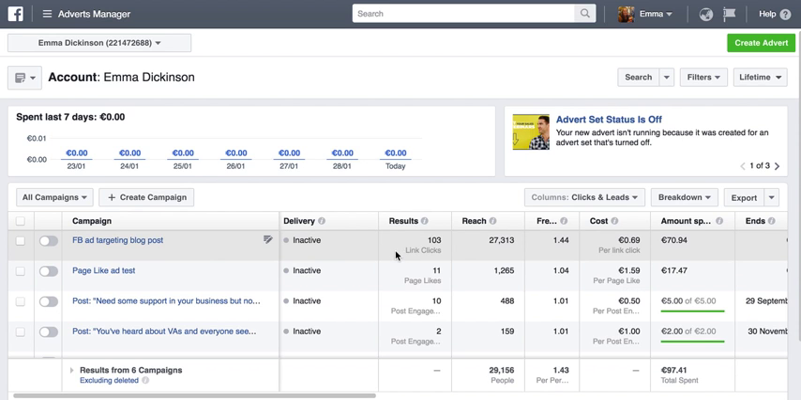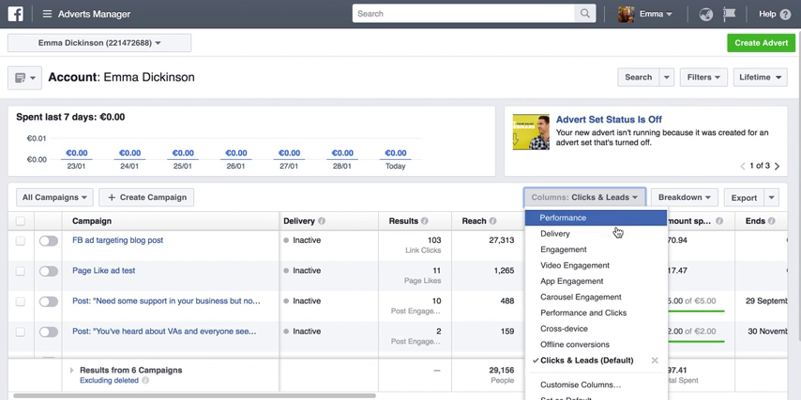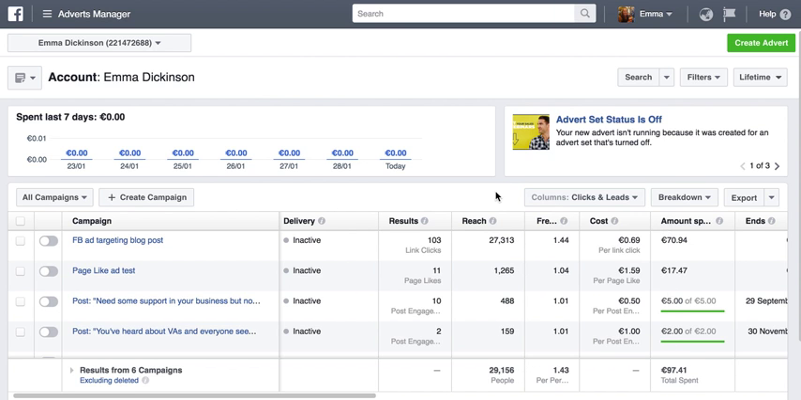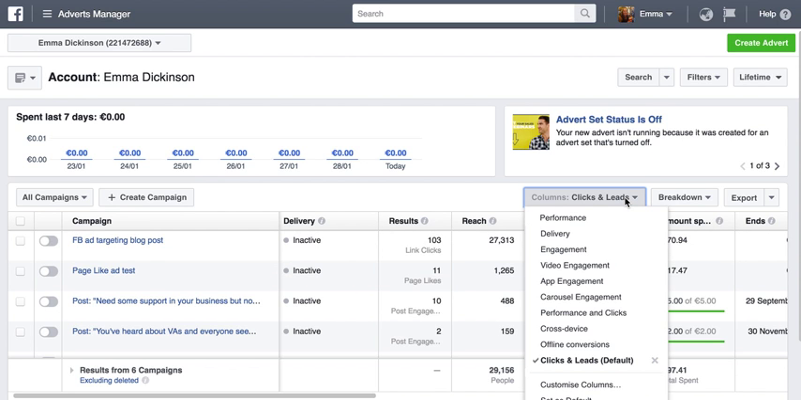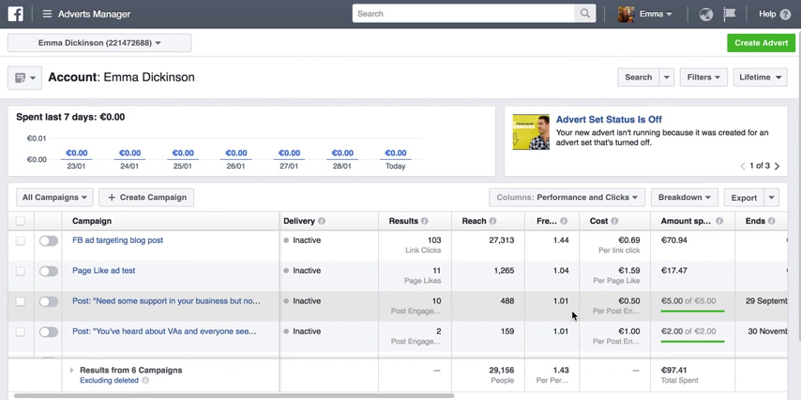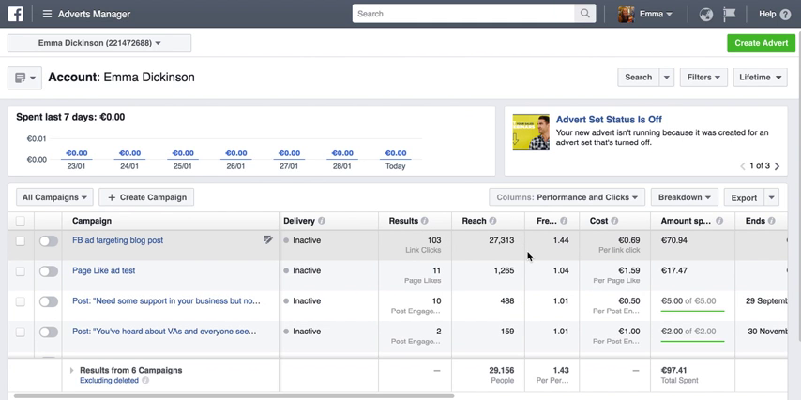So for instance, this one here is a previous one that I did. It's inactive right now, but I did spend €70 on it, so I ran it for a little while. One of the things that you are going to find is a whole lot of columns show up, and Facebook is going to default, depending on what the objective of your ads are, it's probably going to show this performance and clicks set. So that's fine. This is what Facebook's going to put in front of us.